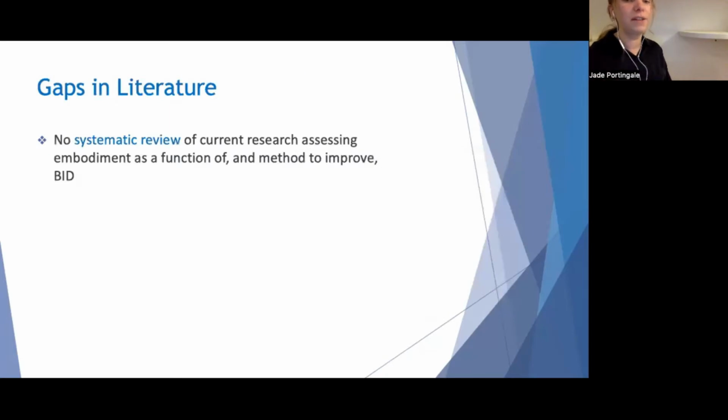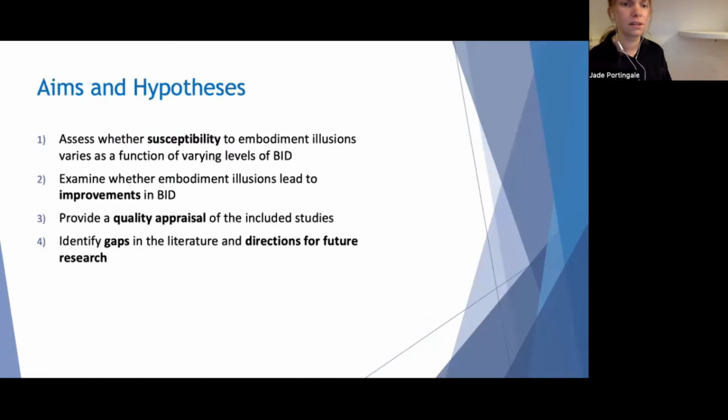However, to date, there has been no attempt to systematically review the current literature assessing embodiment as a function of and a method to improve body image disturbance. This leads us to the aims of the current study, which were to systematically review the literature assessing embodiment as a function of and a method to improve body image disturbance, provide a quality appraisal of the included studies, and identify gaps in the literature and directions for future research.